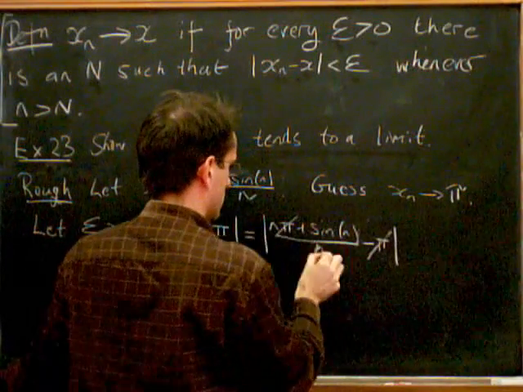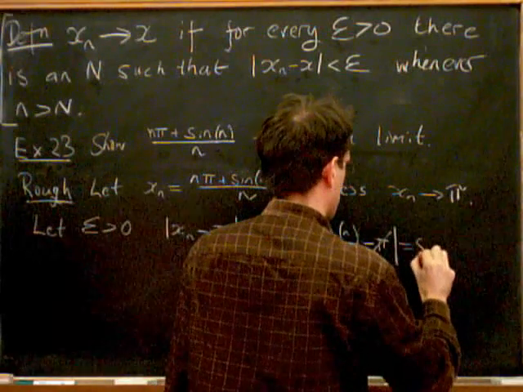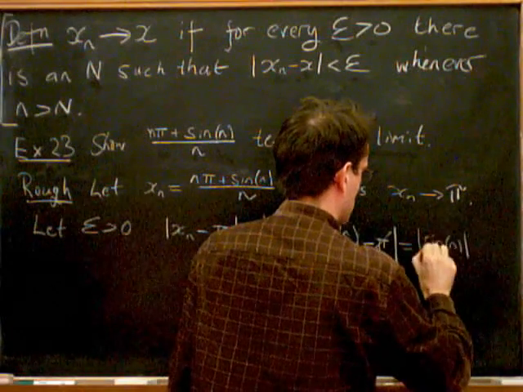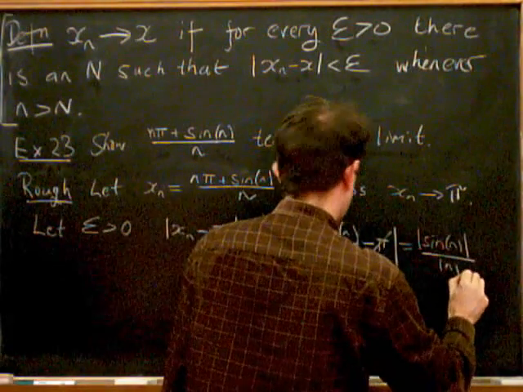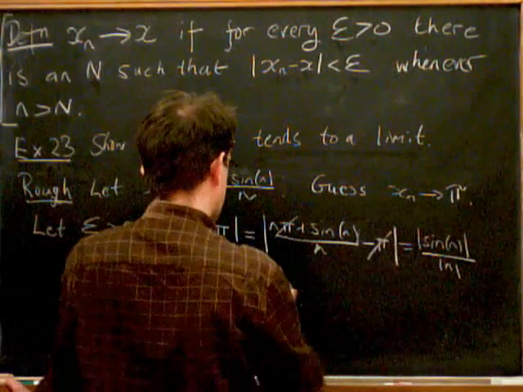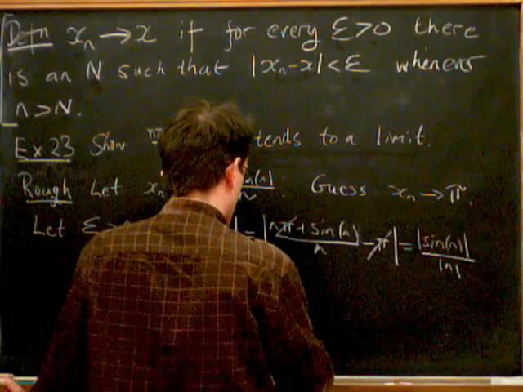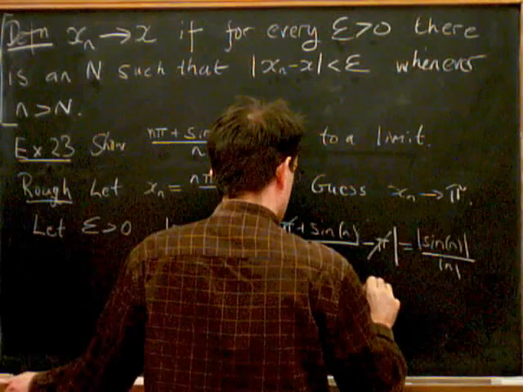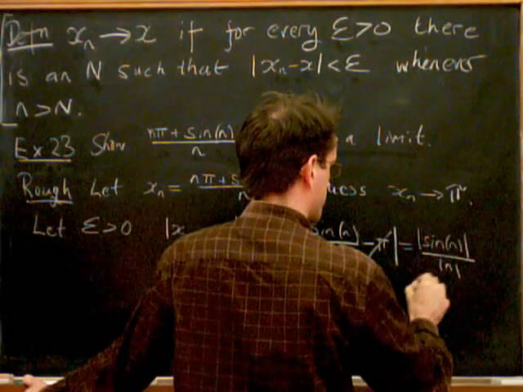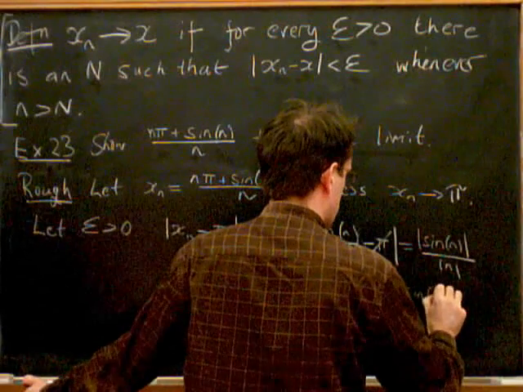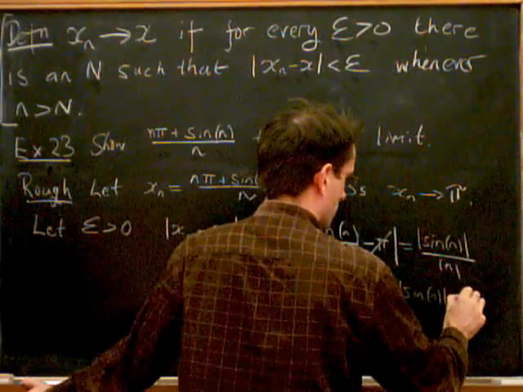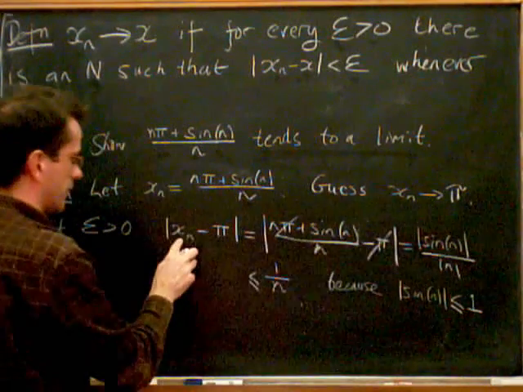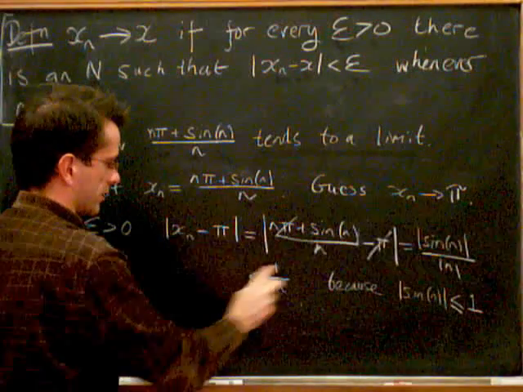Pi is going to cancel with that, so that's going to leave us with sine n over n, that is, the modulus of sine n over the modulus of n. But this is less than or equal to 1 over n. This is because the modulus of sine n is always between plus 1 and minus 1, so the modulus is always less than or equal to 1. So the difference between xn and pi is always less than or equal to 1 over n.